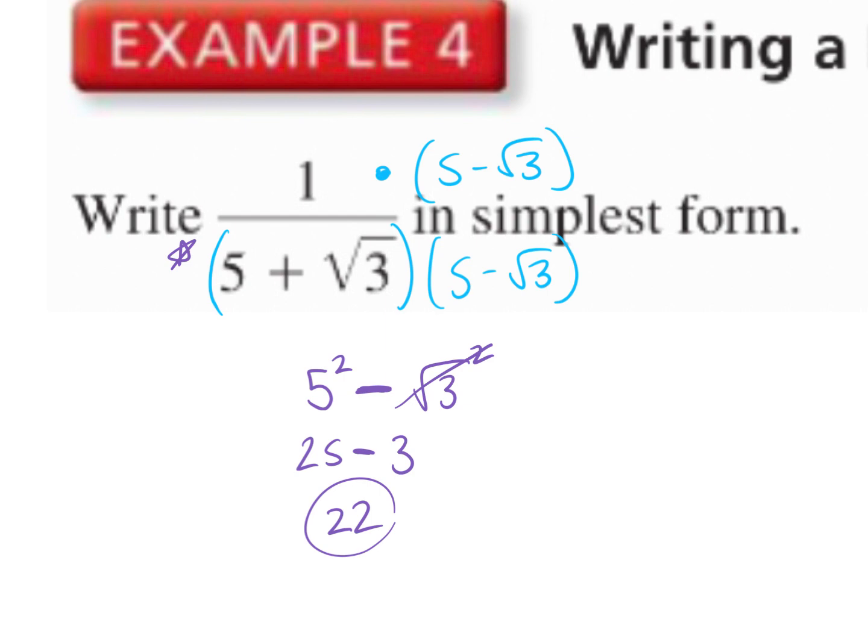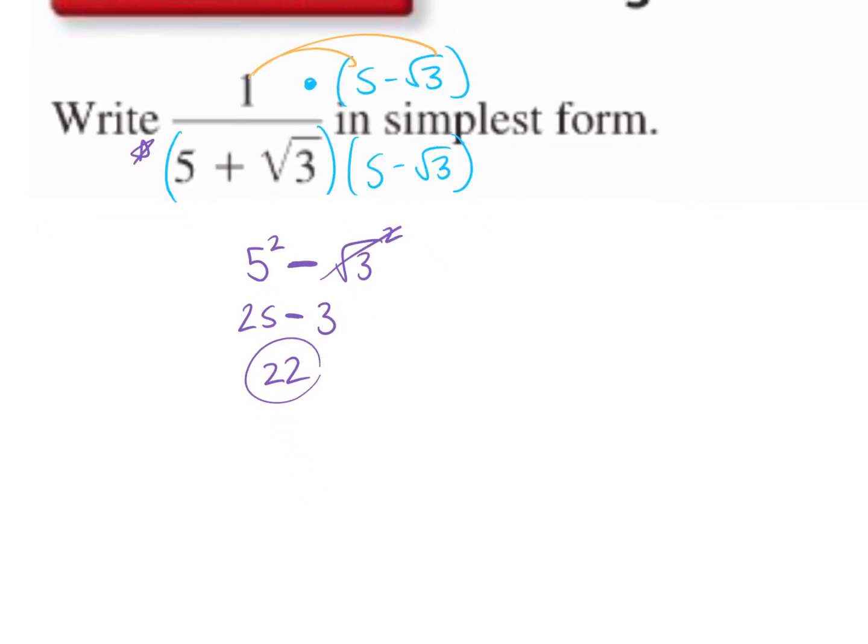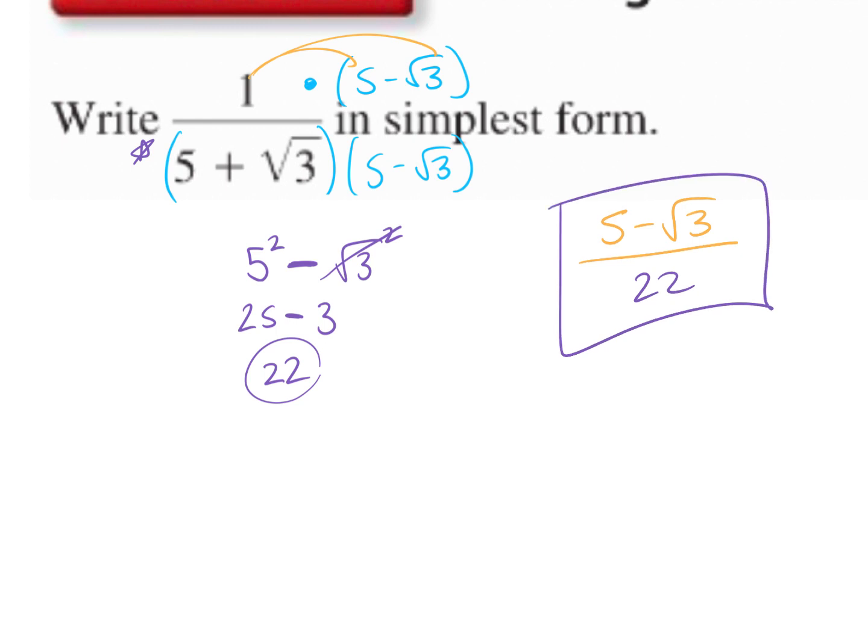On the top, if our number wasn't 1 on the top, you would either FOIL if you had like 2 terms on the top, or you would distribute. But here it's just 1, so 1 times anything would be itself. So on the top, we get 5 minus square root 3. And what did I get for the denominator? 22. So this would be our answer.